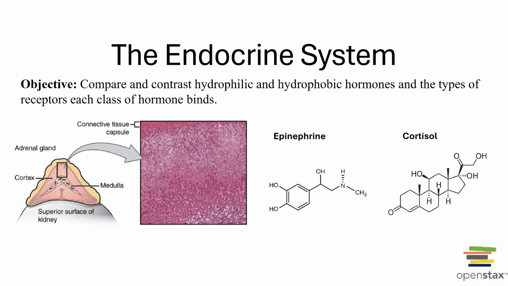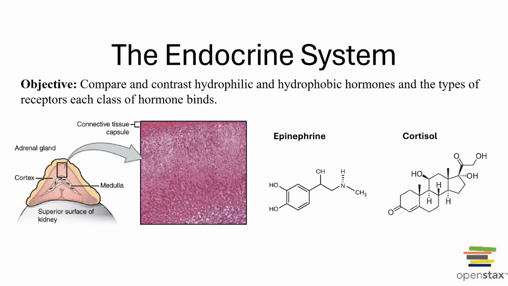Here we see an important example of each. Epinephrine is a hydrophilic hormone, meaning it is water-soluble and binds to cell surface receptors. Cortisol is a hydrophobic hormone, meaning it is lipid-soluble and binds to intracellular receptors. Epinephrine and cortisol are both stress response hormones produced by the adrenal glands. While epinephrine is important for the rapid response to stress, cortisol is a long-term stress response hormone.